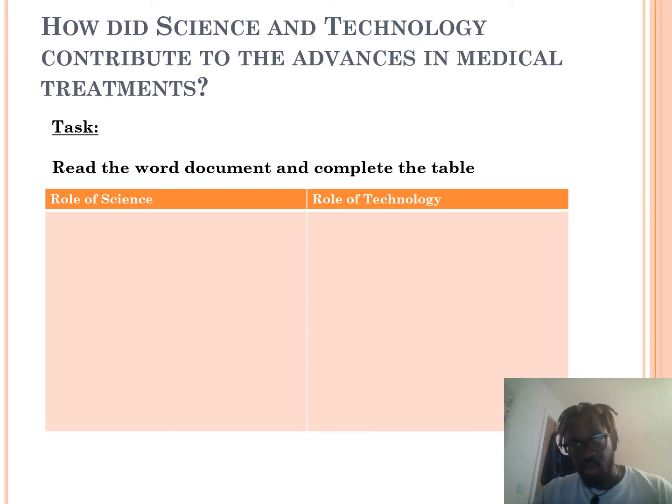So read the Word document. The answers are all in the Word document. Read that, and how does science play a role, and how did technology play a role in the advancements in medical treatments? Make sure you read the right section. Give me a sec, I'll just find it so I can remind you. The section you're looking for will be the one that says the impact of science and technology on advances in medicine. So make sure you are reading the right heading to fill this table in. As usual, if there are any questions or confusions about that, email me.